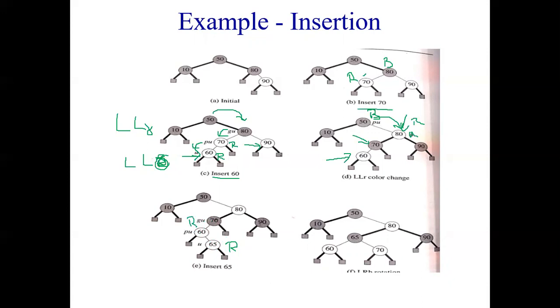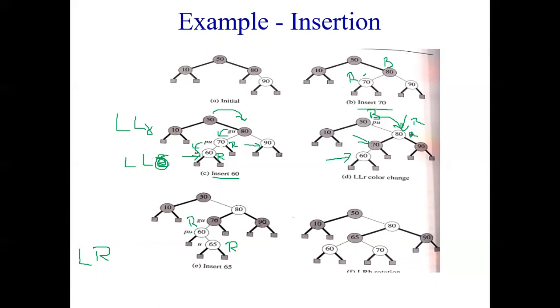What type of imbalance is it? The new node is what child of the parent node? It's the right child of the parent node. And the parent is what child of the grandparent? It's the left child of the grandparent. So it is what kind of imbalance? LR imbalance. Again, whether it is LRR or LRB, check the parent's sibling.